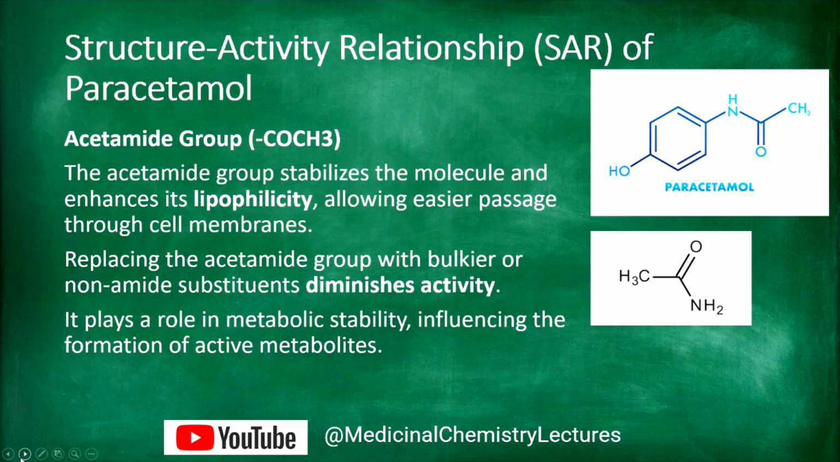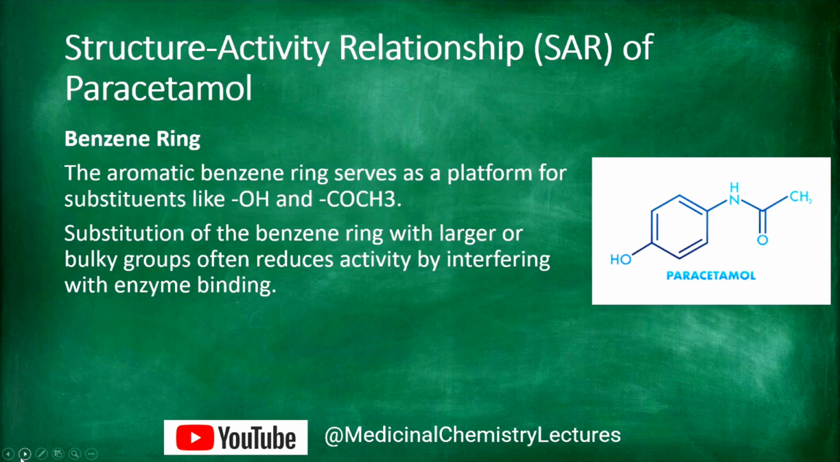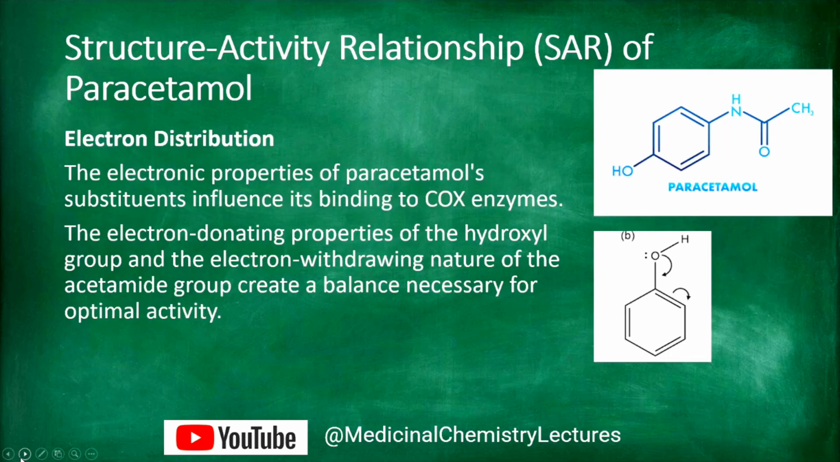Okay. Then we have a benzene ring, or you can say aromatic ring. The benzene ring serves as a platform for substituents like OH and C double bond O CH3. It is the platform that helps to bind the OH group as well as the acetamide group. Substitution of the benzene ring with a larger or bulky group often reduces its activity by interfering with the enzyme binding. I hope it makes sense.